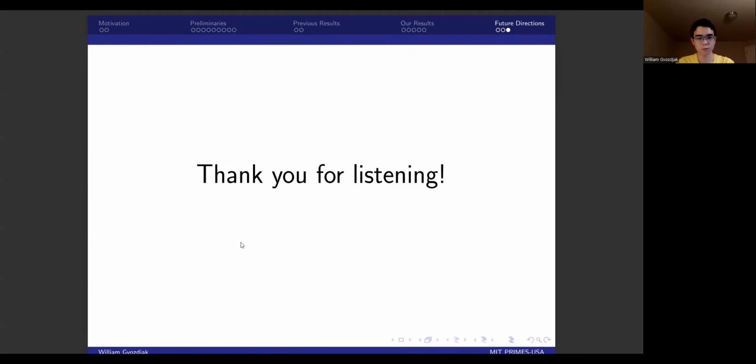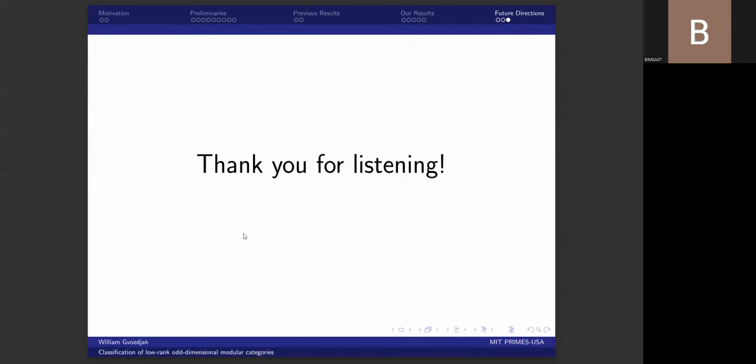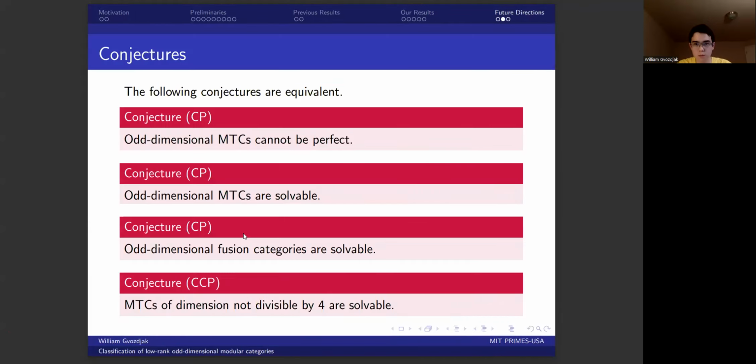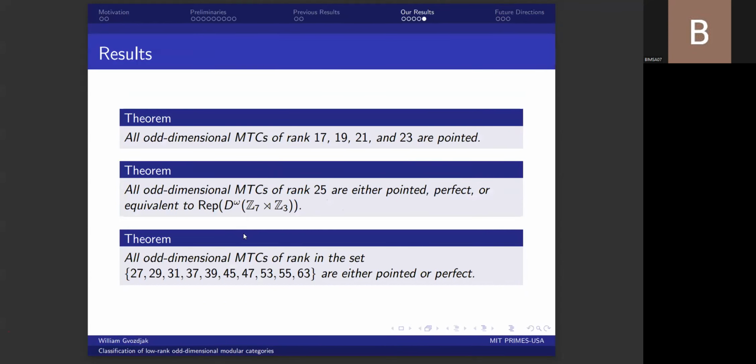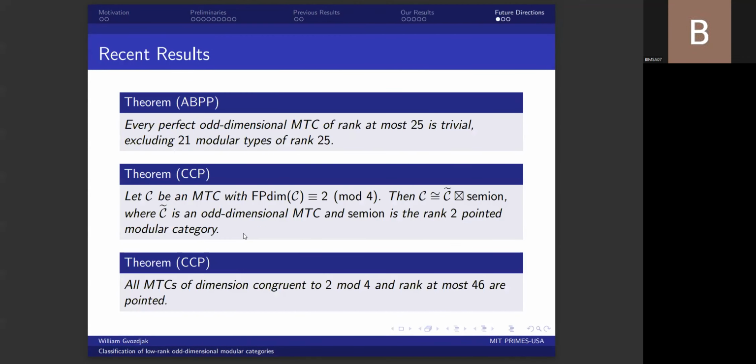I wanted to ask about rank 25, which you talked about at the end. You talked about this list of 21 remaining types. Did you try to look at this list and see whether some can be ruled out by hand or something like that?